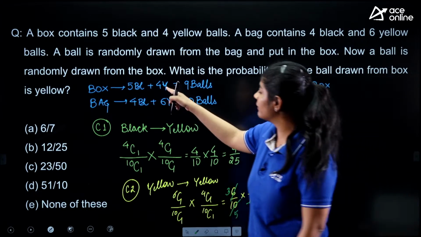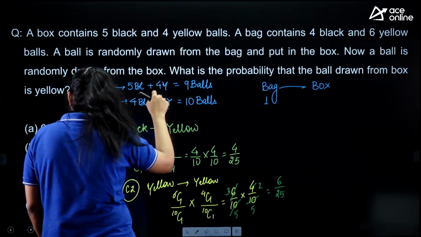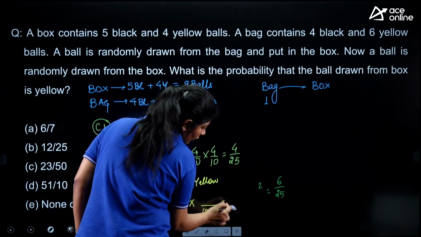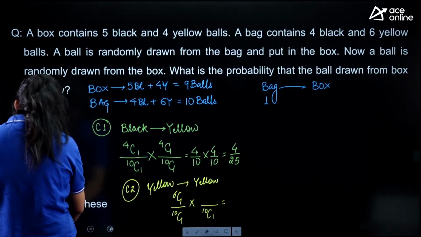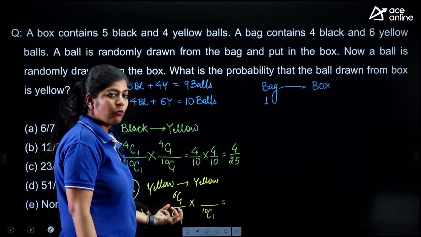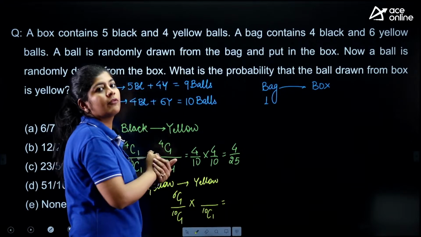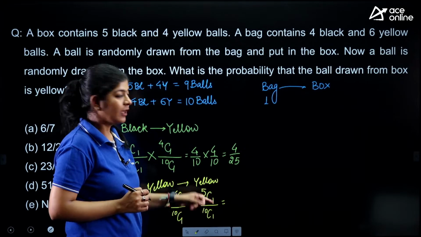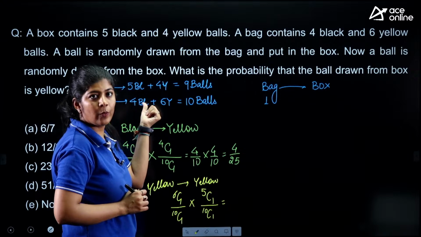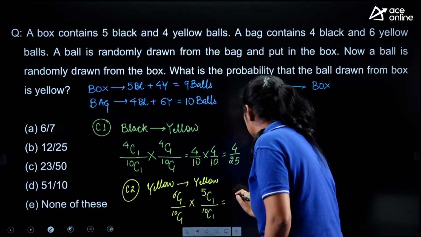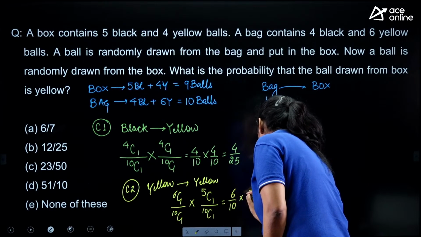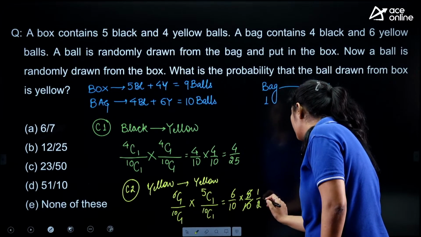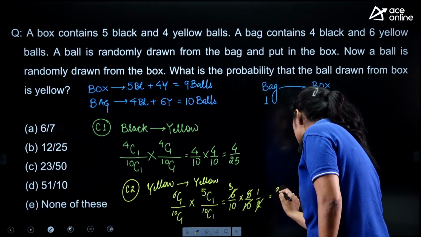Okay, here if we are drawing a yellow ball, then the quantity of yellow balls will become 5, not 4. Wait. If we are getting a yellow ball from the bag and putting it in the box, then the quantity of yellow balls in the box changes and it will become 5. That means I need 1 ball out of 5. 4 initially were there and we got 1 from the bag. So here we are getting 6 by 10 into 5 by 10. So here we will get 1 by 2, 1 by 2 and here we will get 3. That means 3 by 10.